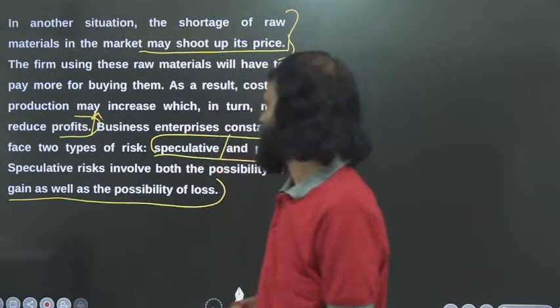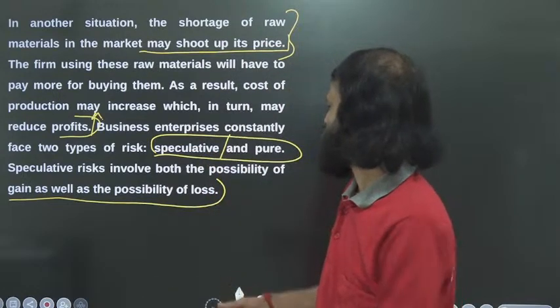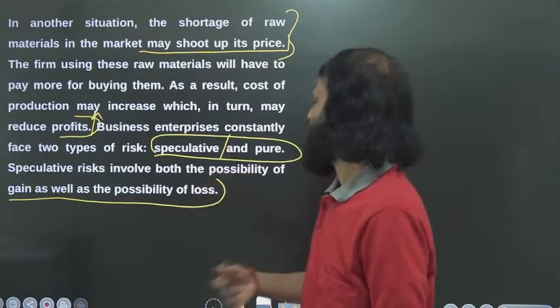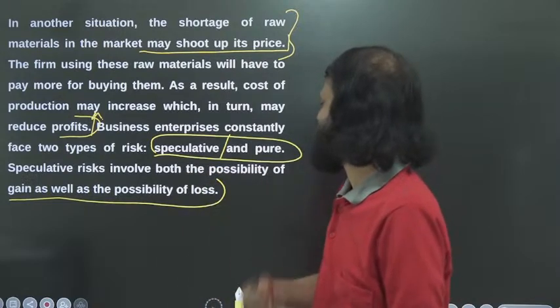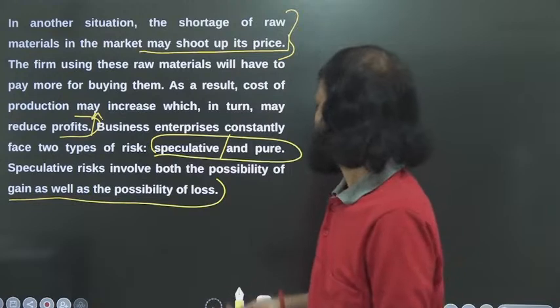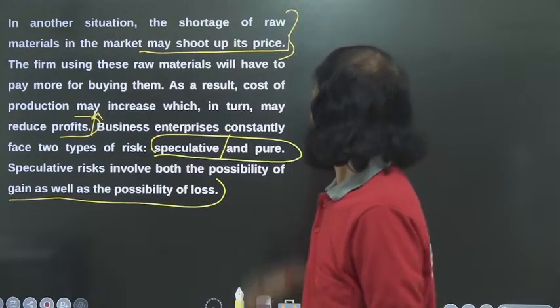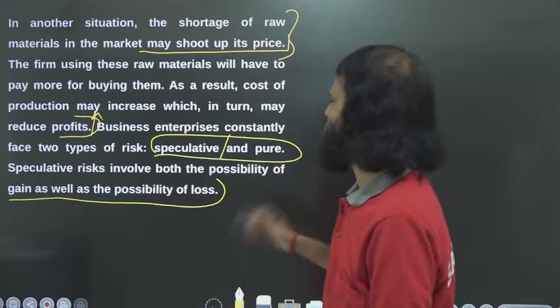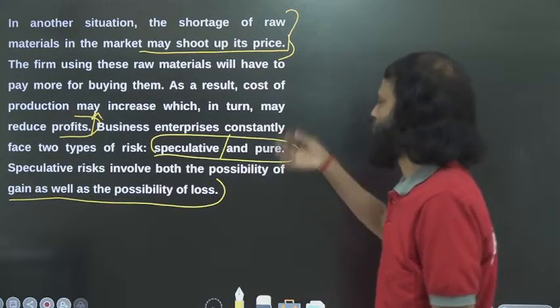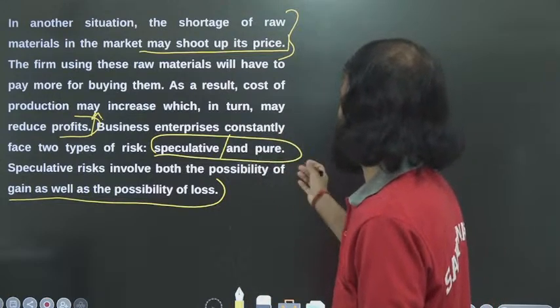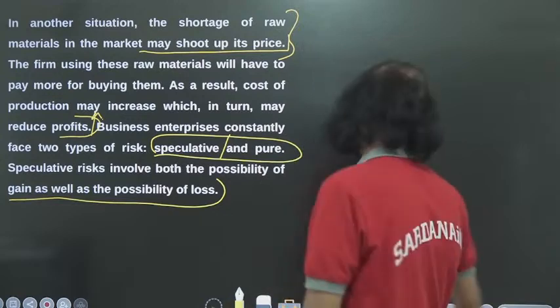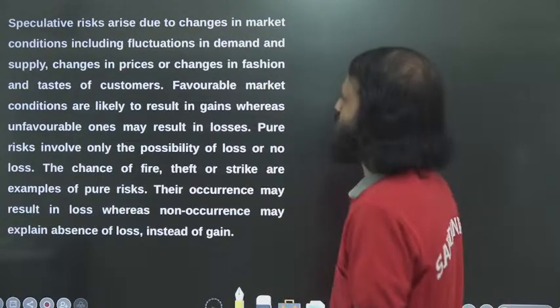Speculative means that sometimes the possibility of gain as well as the possibility of loss is there, and we cannot say what will happen. That is a risk. Then the pure risk is also there. We are going to study more about these two types of risk, speculative as well as pure risk. So, we can move on to the next point.